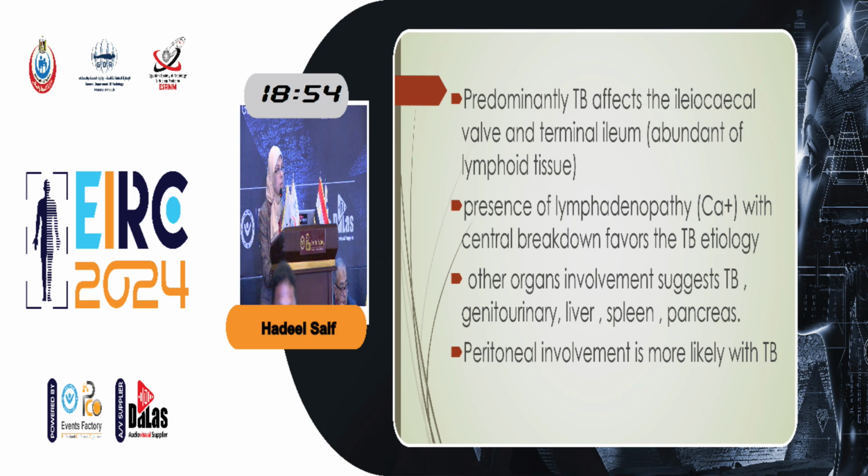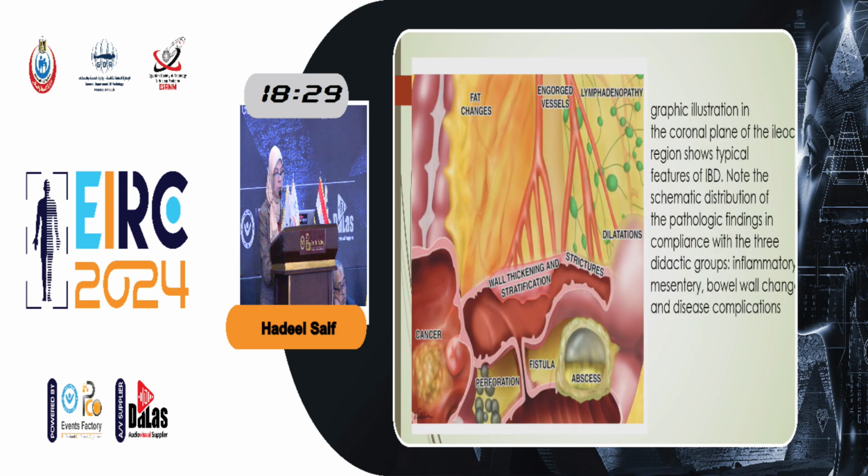Here are some differentiating points between the three major causes of inflammatory bowel diseases, which are tuberculosis, ulcerative colitis, and Crohn's. TB likes to affect the ileocecal valve and terminal ileum because of the abundance of lymphoid tissue. Presence of lymphadenopathy with caseation or calcification favors tuberculous etiology. Other organ involvement would also suggest tuberculous etiology. Peritoneal involvement is also seen with tuberculous etiology.